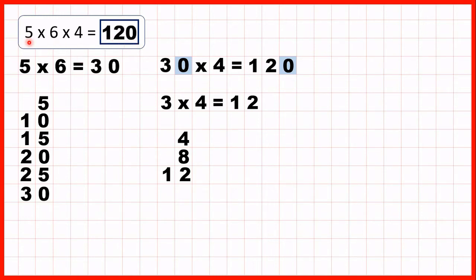120. We did 5 times 6 first to get 30, then we took that 30 and multiplied it by 4, and that gave us 120.